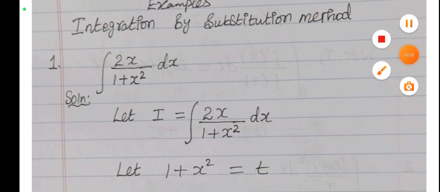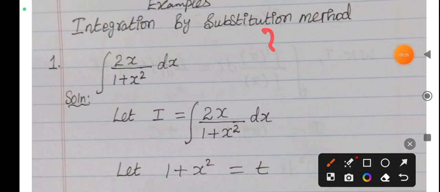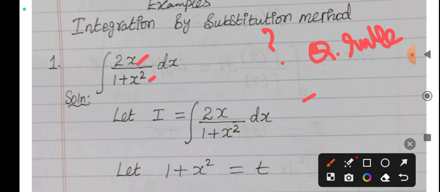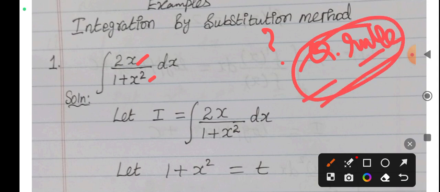Why do we want to do the substitution method? The reason is we have two functions, one in the numerator and one in the denominator. For numerator and denominator, you can use the quotient rule, (u/v)', in differentiation. Correct, children? But this is integration, so we can't use the quotient rule. Then we use the substitution method.